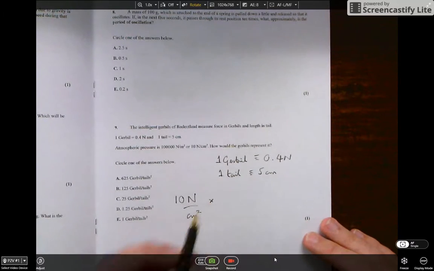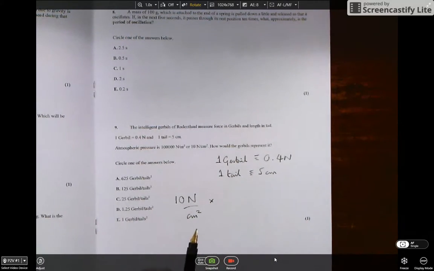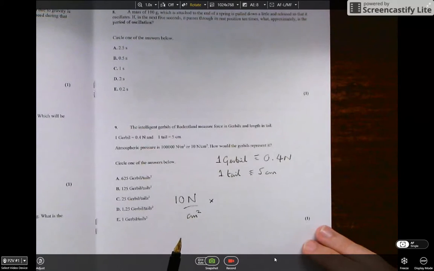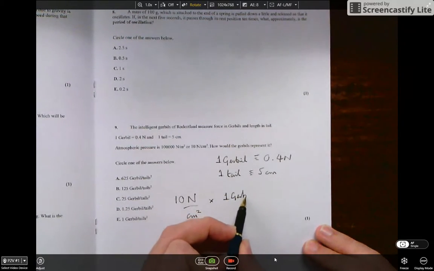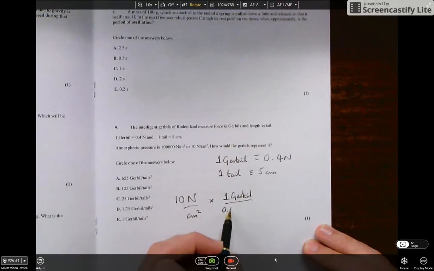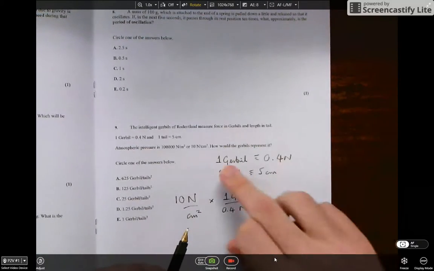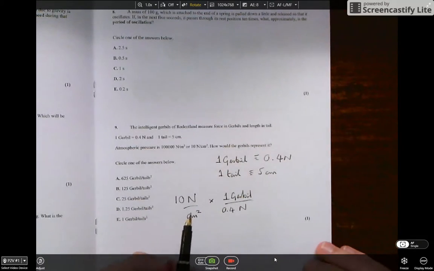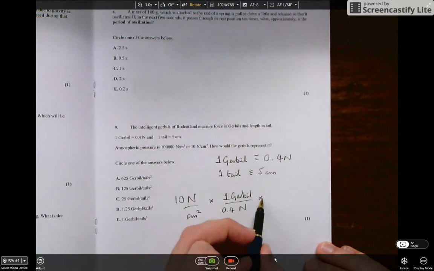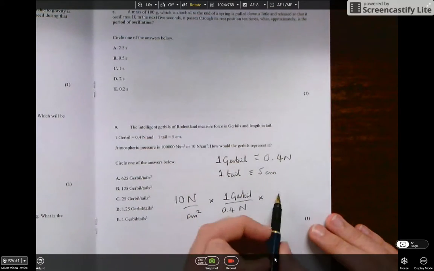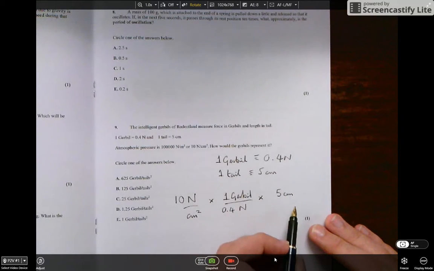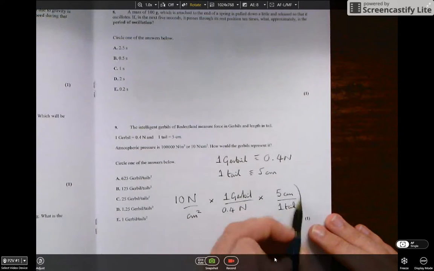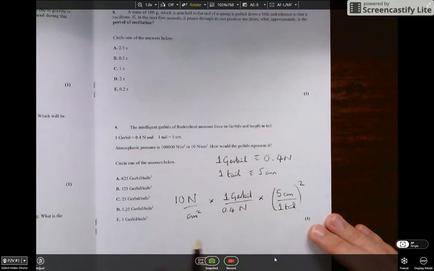So what we're going to do is multiply by 1, which means that we're not changing it. One version of 1 that I'm going to use is the gerbil per 0.4 newtons. So I've just rearranged this equation. That divided by that must be 1. And the second version of 1 that I'm going to use, rearranged in this equation, is 5 centimetres per tail. And it's still 1, of course, if we square it.